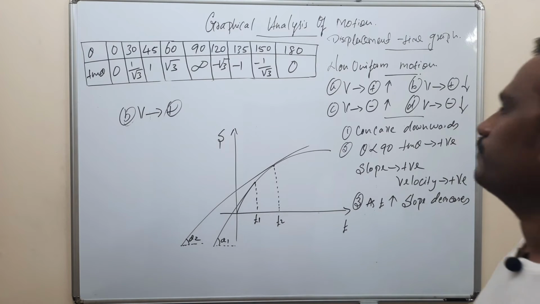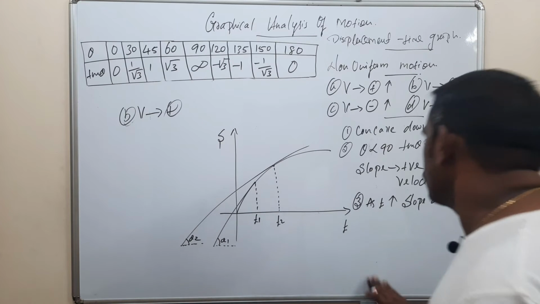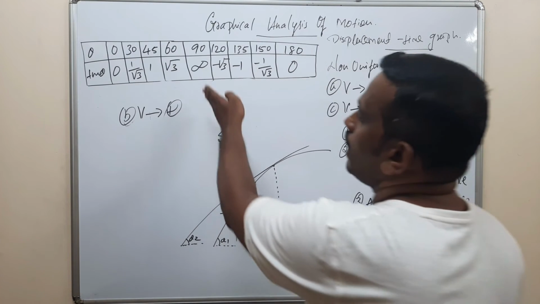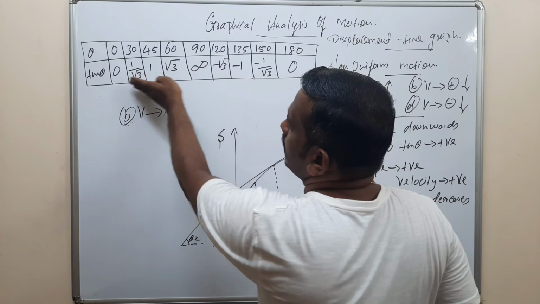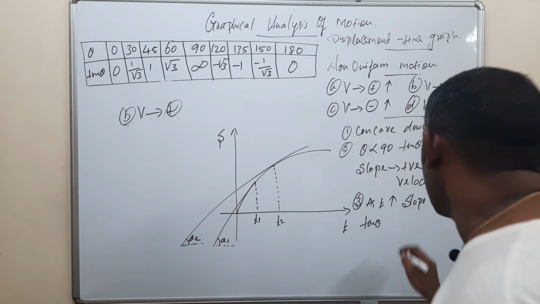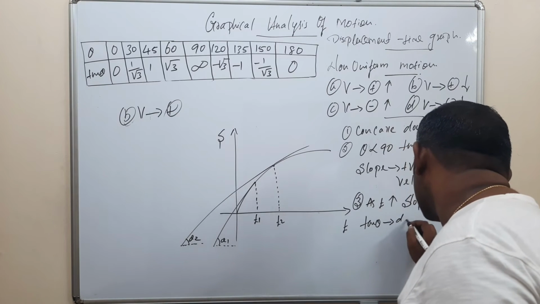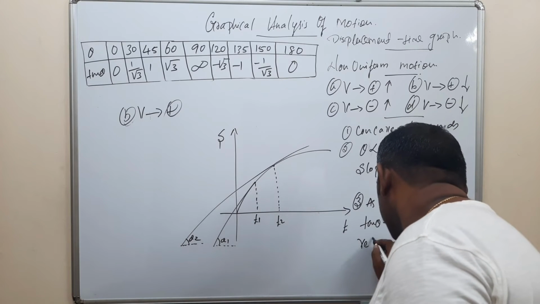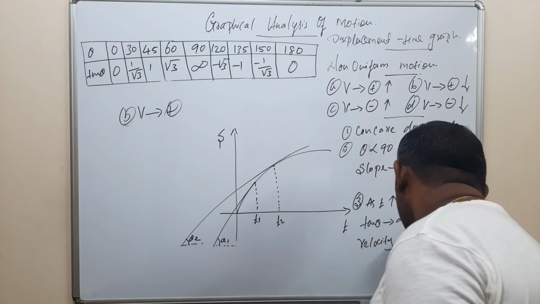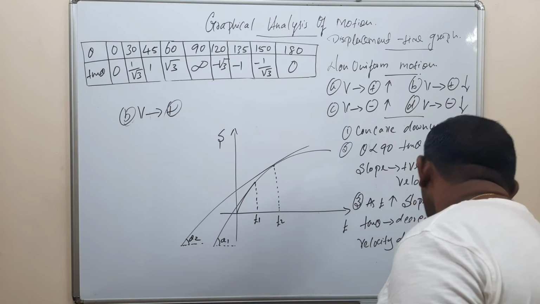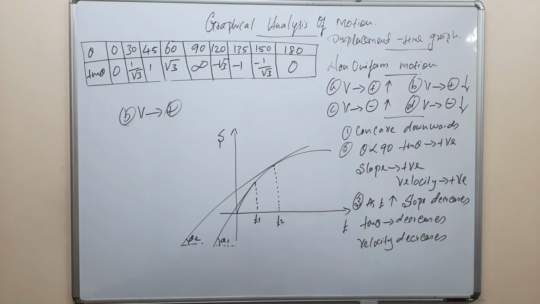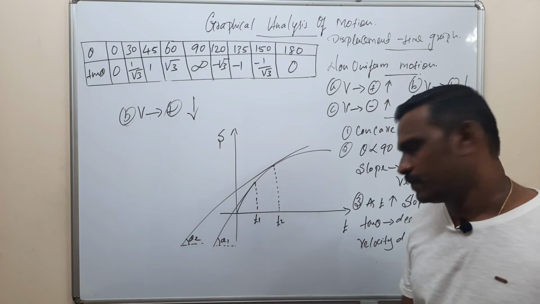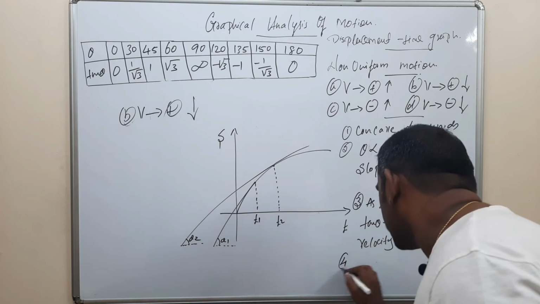Slope decreases means tan theta, the angle value decreases on the positive side. Decreases means tan theta value decreases. Tan theta decreases means velocity decreases. So velocity is positive and decreasing. So what about the acceleration here?